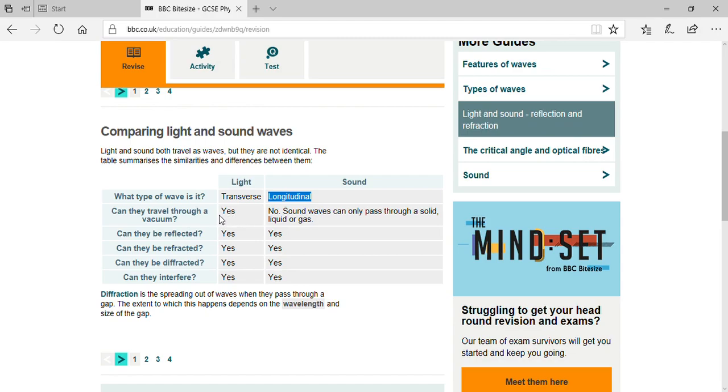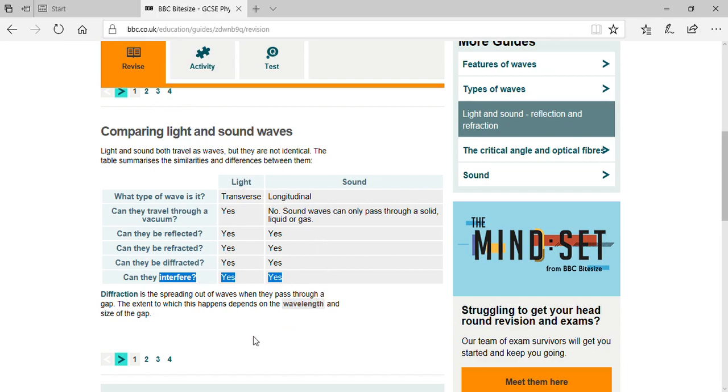Light can travel through vacuum, but sound cannot travel through vacuum because it requires a medium to travel. Next, light can be reflected, and sound can also be reflected. Light can be refracted, and sound can also be refracted. Both can also be diffracted, and they can interfere. Light and sound both show interference.